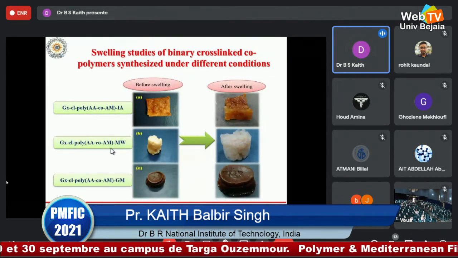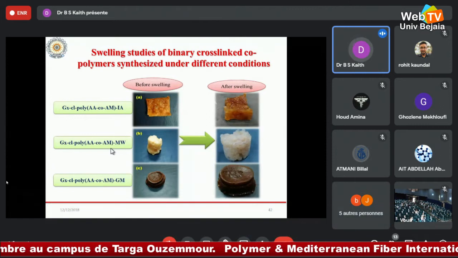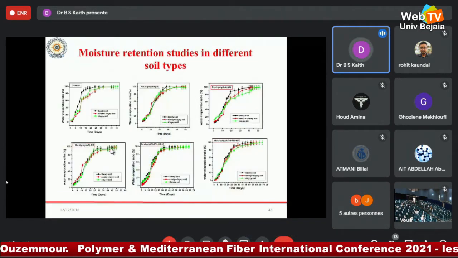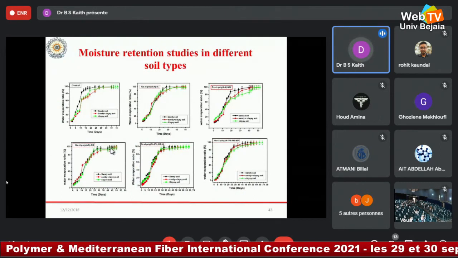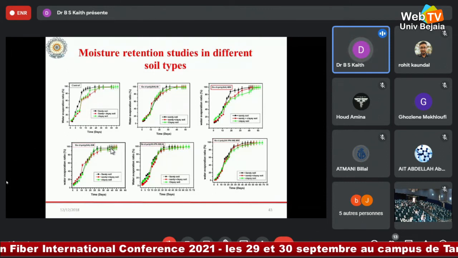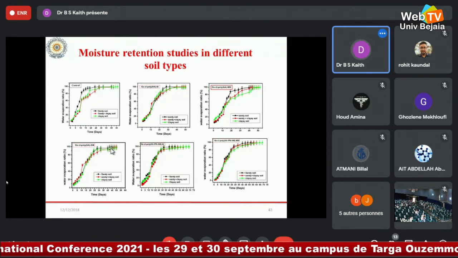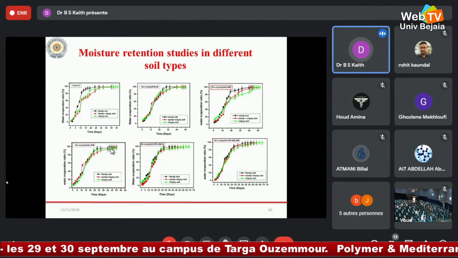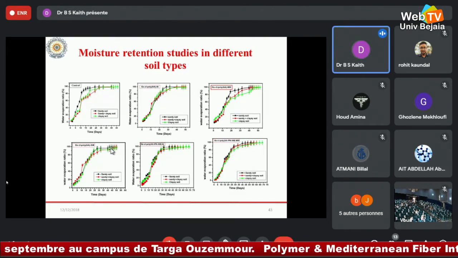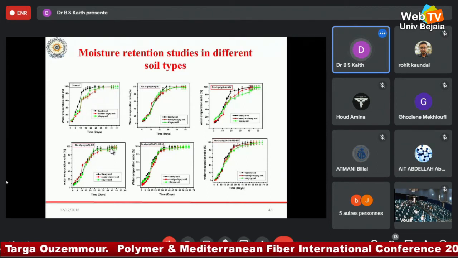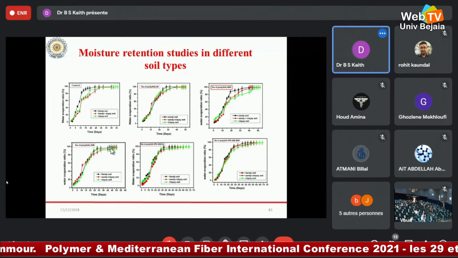And these are other materials which we prepared in the laboratory. So these materials were used for the retention of moisture in different types of soils. In fact, we used 3 types of soils in the laboratory: a sandy soil, clay soil, and a mix of the 2. And we found that these materials are very effective in the retention of moisture in the soil. I will show you the table here.